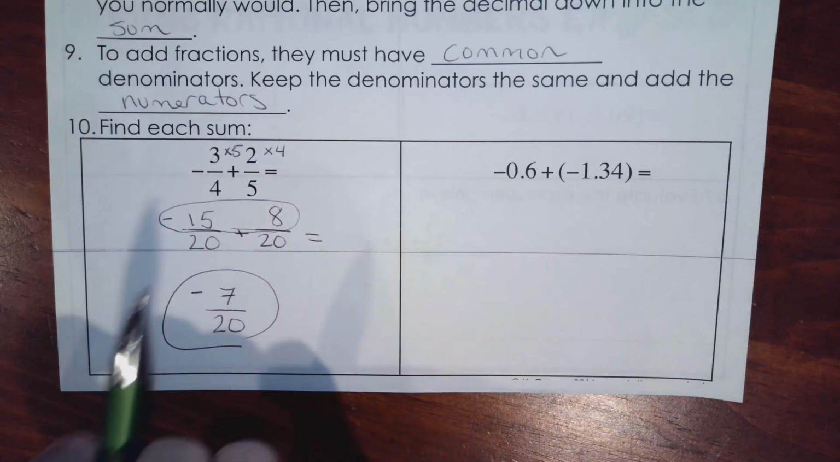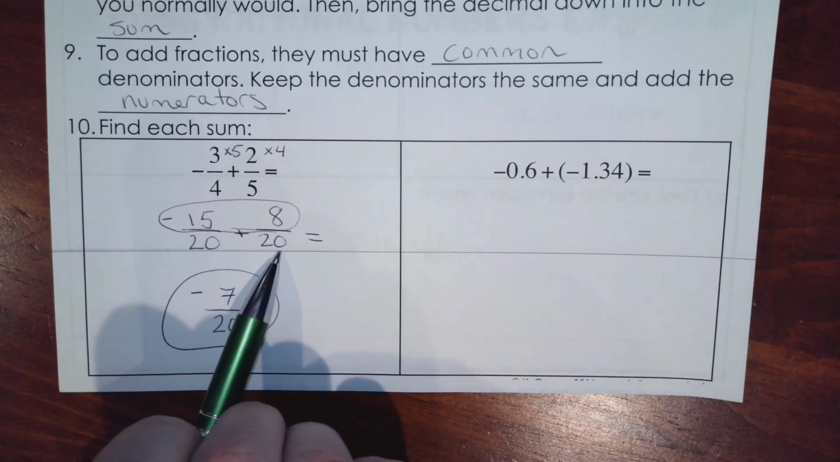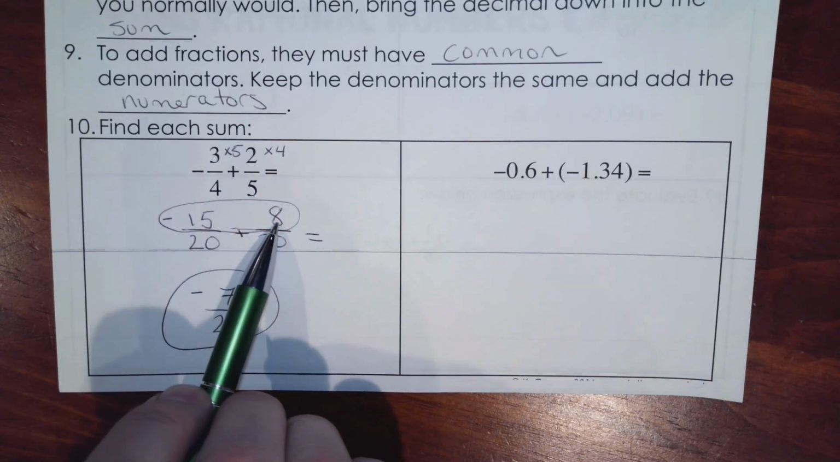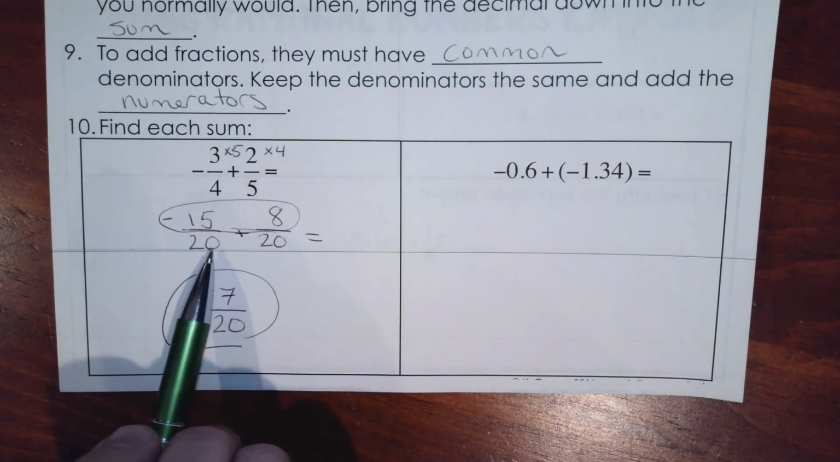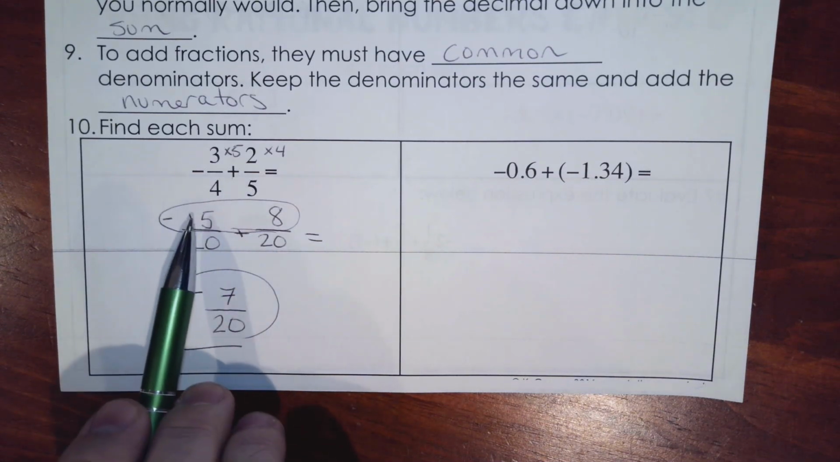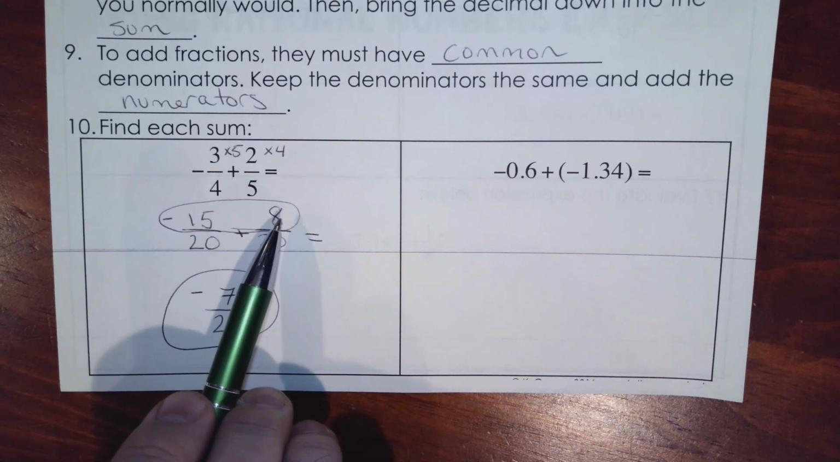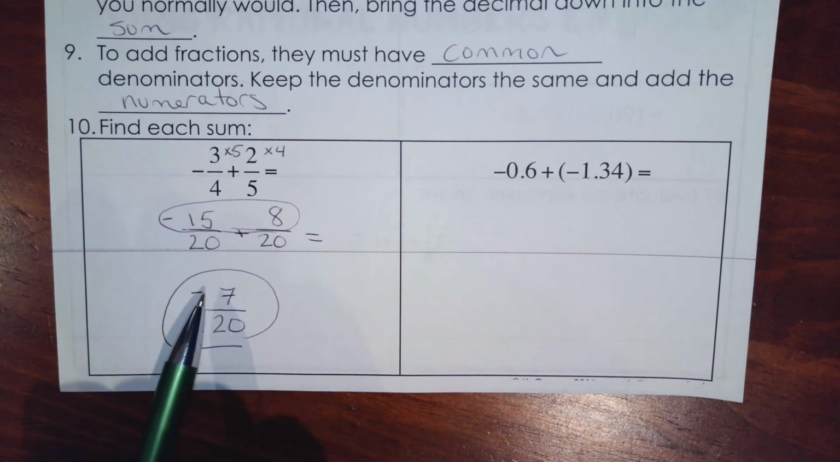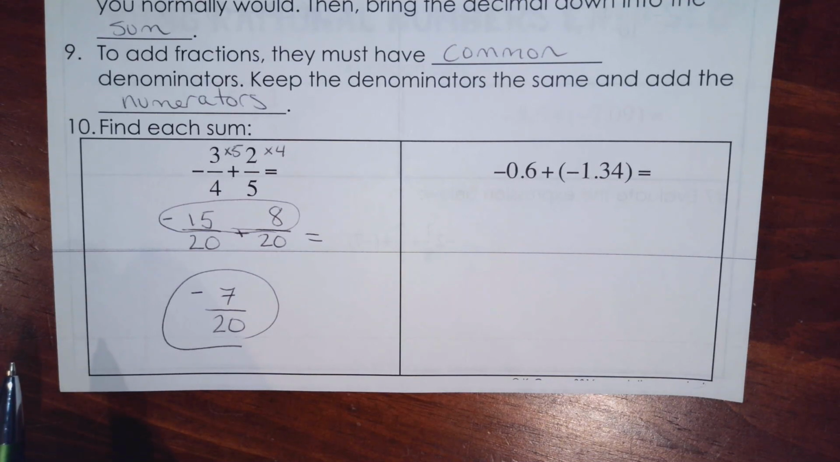So here's what we did: we found a common denominator first. We used multiplication to find the new numerators. The denominator stayed the same, and we just did negative 15 plus 8. You can use a number line, or some other method, but we need to find out that the answer is negative 7/20.